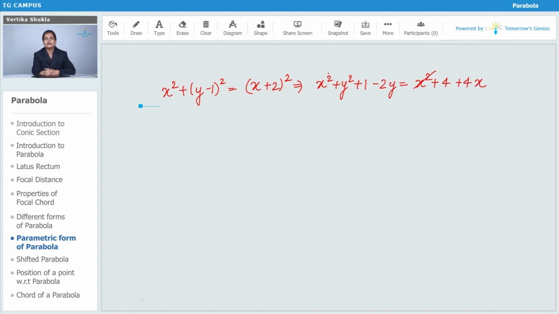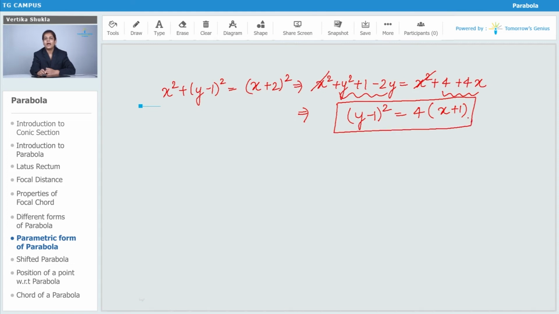This x square will get cancelled. From here, this can be written as (y - 1) whole square. From the right hand side you can take out 4 common, and inside the bracket you will be left with x + 1. So this will be the equation of the parabola whose directrix is x + 2 = 0 and whose focus is at the point (0, 1).